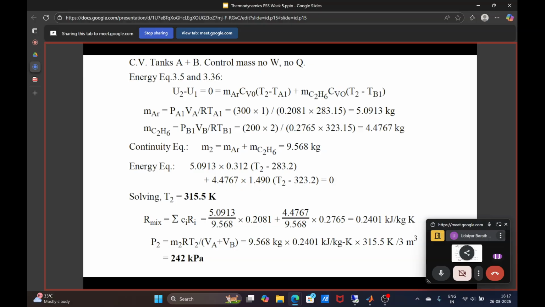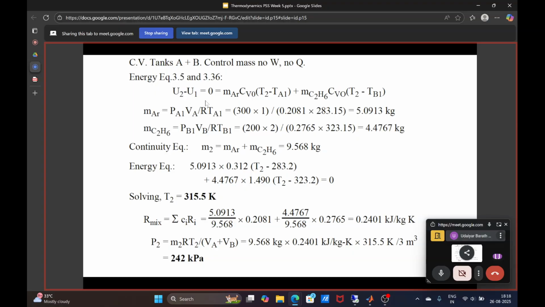First, if you put a control volume around tank A and B and apply the first law, you can see there is no work being done and there is no heat transfer happening. So your internal energy is constant. Whatever change in internal energy happens is gained by one or lost by the other, so the total change in internal energy will be 0 for the contents of both tanks. So U2 minus U1 is equal to 0.